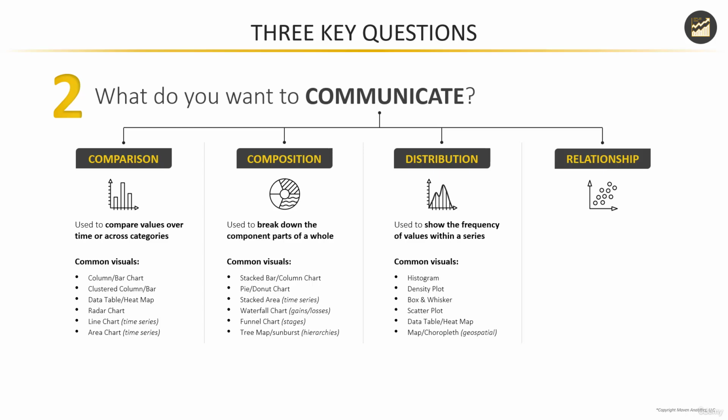If you've ever seen a bell curve or normal distribution, that's a histogram at work. You might use things like density plots or box and whisker charts here as well. And last but not least, we have relationships, which are about showing correlation between multiple variables. Scatter plots and bubble charts are far and away the most common visuals in this category. Could also potentially use data tables, heat maps, or a correlation matrix as well.